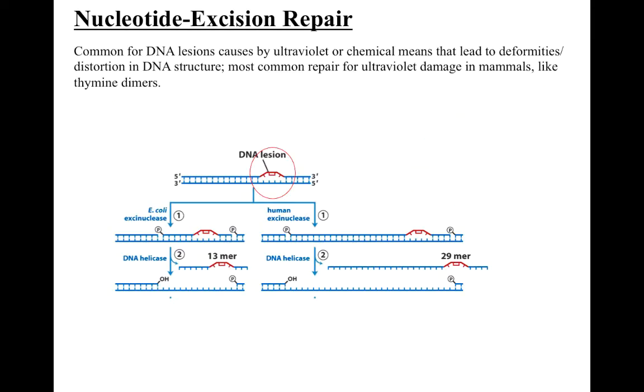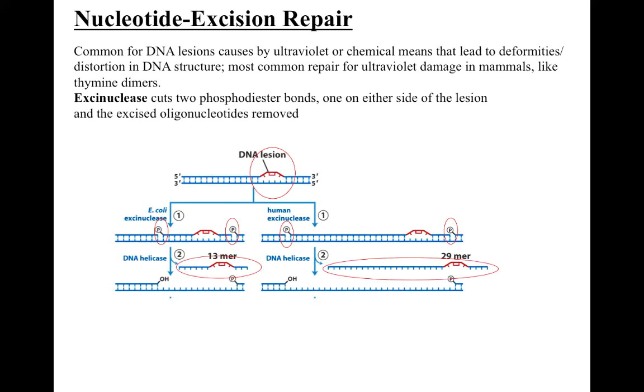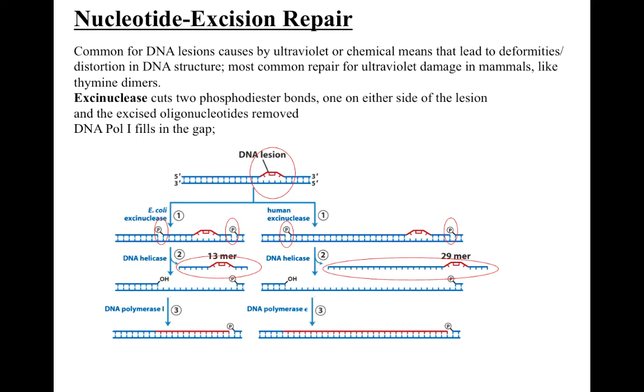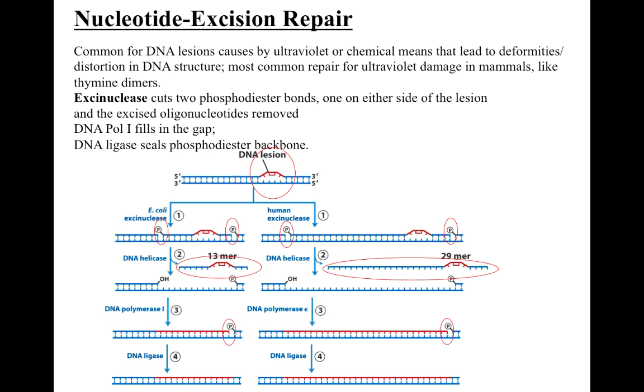So nucleotide excision repair is one of the mechanisms that are used to repair these lesions that are caused by either ultraviolet light or chemical means, which leads to some type of deformity or distortion in the DNA structure. Excinuclease recognizes that distorted DNA that's caused by the lesion. It will then cut 2 phosphodiester bonds, one on each side of the lesion, and then the excised nucleotides are removed, and then DNA polymerase 1 will come in and fill in that gap, and then the nicks that remain will be sealed by DNA ligase.